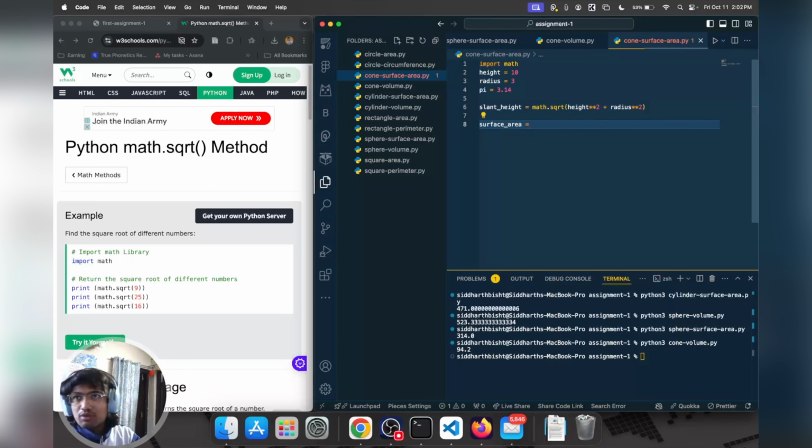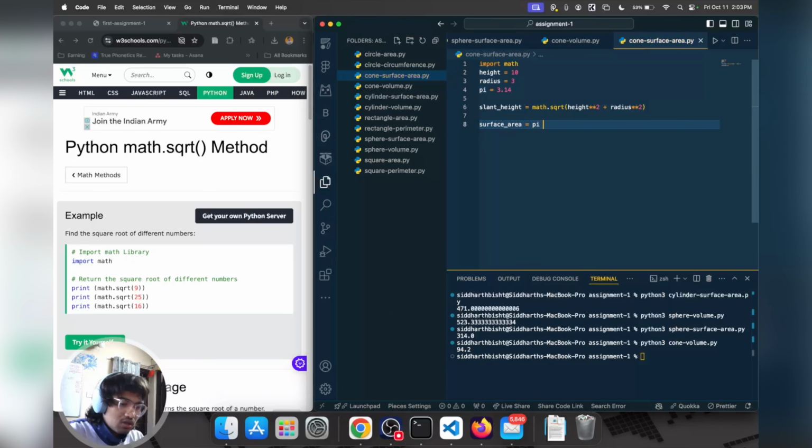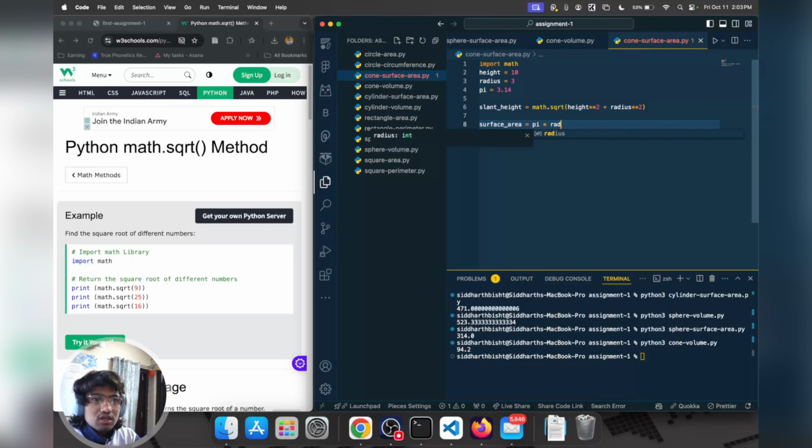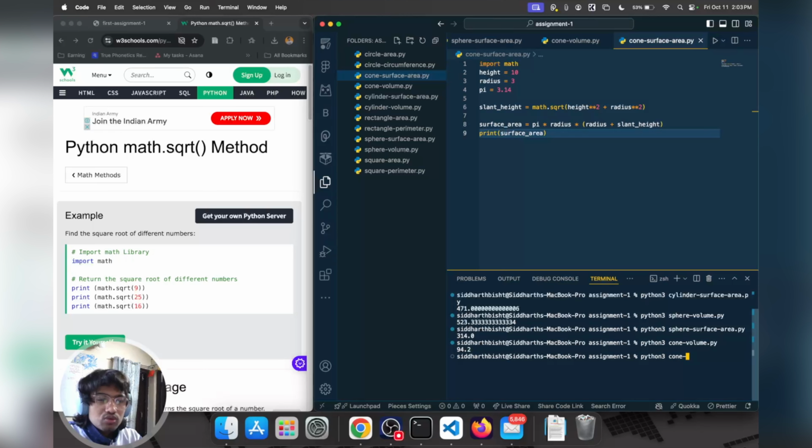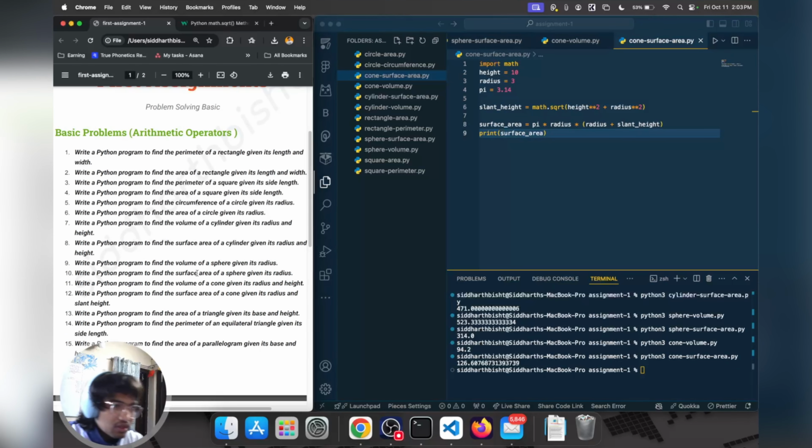So I have this slant height now. Now I can apply the formula because the formula has slant height instead of the height. So surface area of a cone is pi r plus slant height. So pi multiply by r, that is radius, multiply by radius plus slant height, and that's all. So if I just print surface area here, Python 3 cone surface area, I will get some answer here. So that's this one.